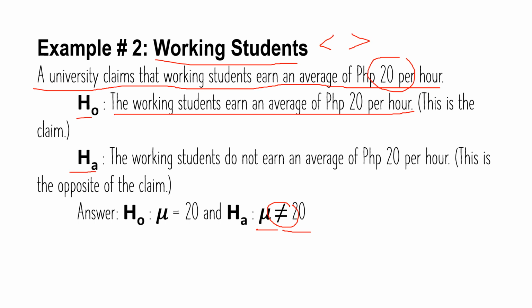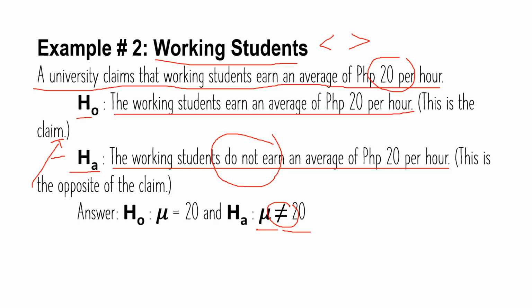Now for your alternative hypothesis, that is totally opposite of your null hypothesis, your alternative will not show equality between your average and the given value. Now, the working students do not earn an average of 20 pesos per hour. So this will be the claim totally opposite of your null hypothesis.